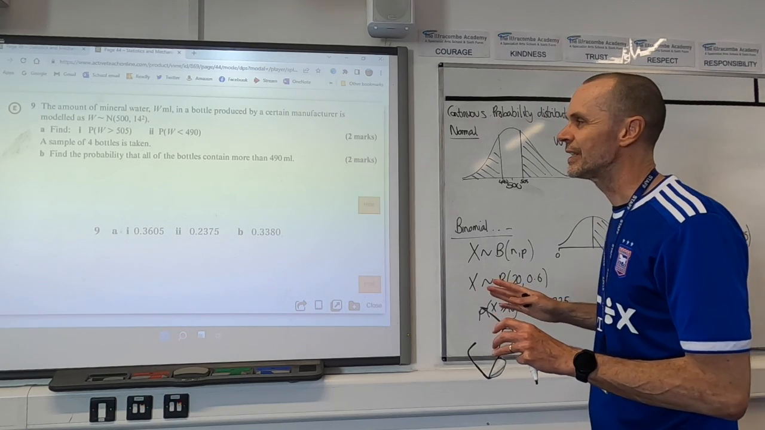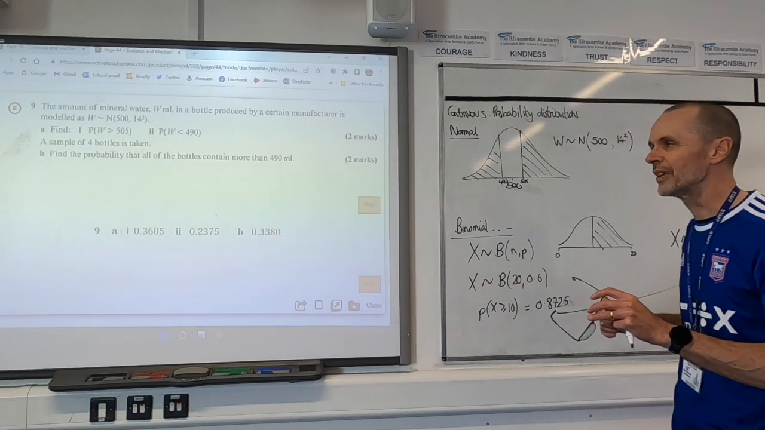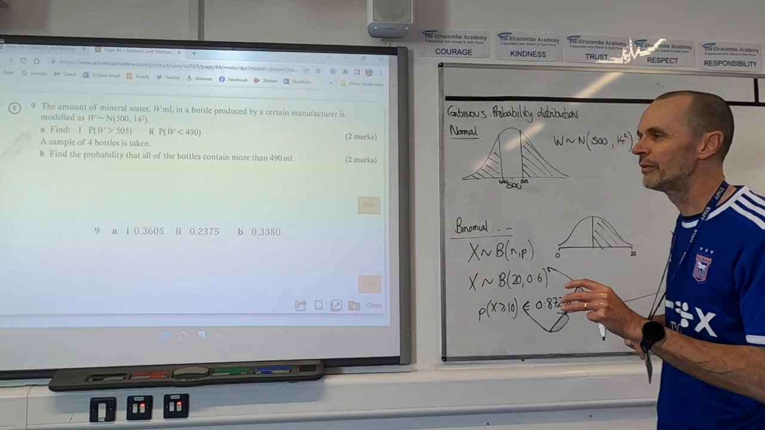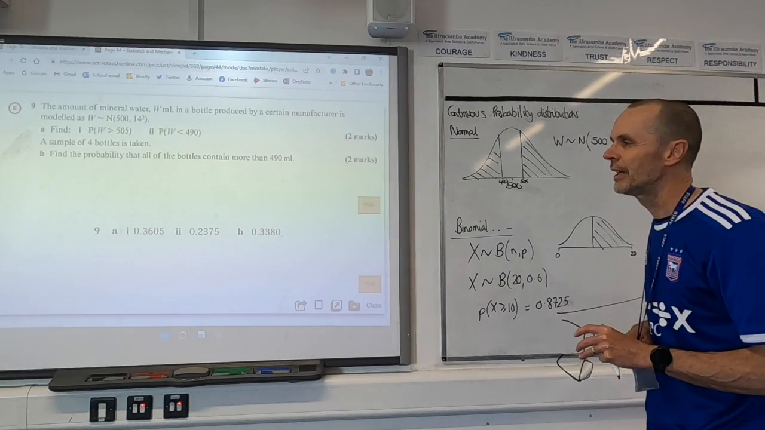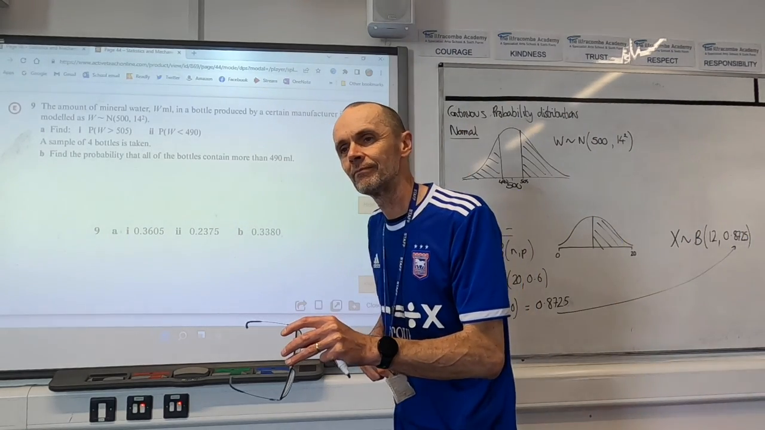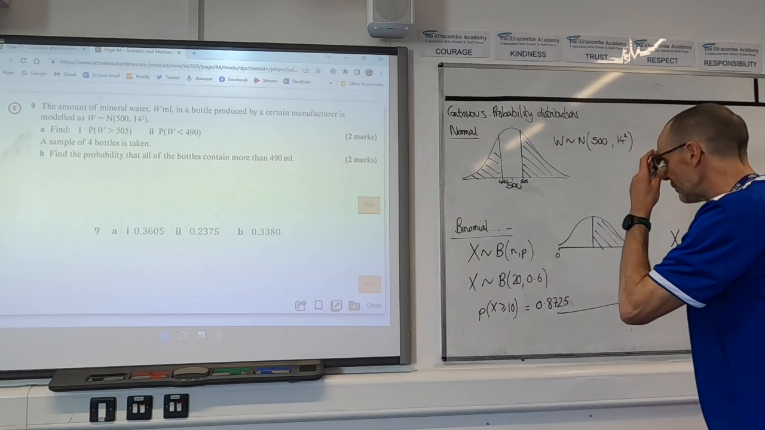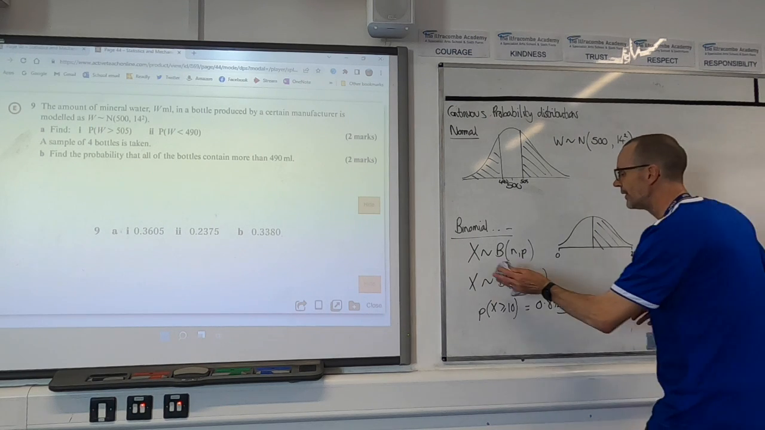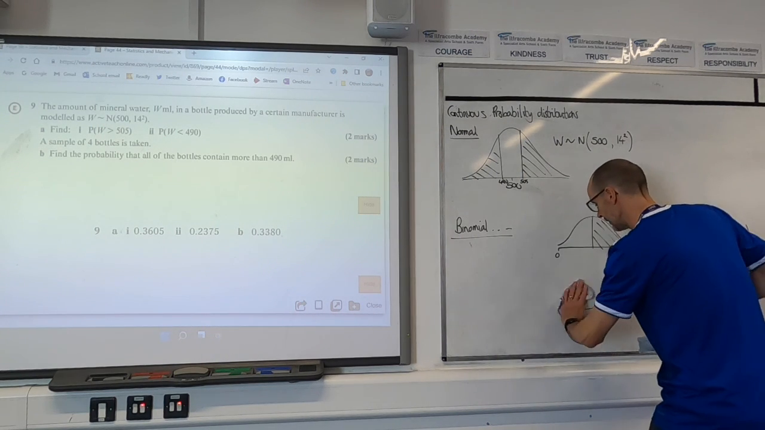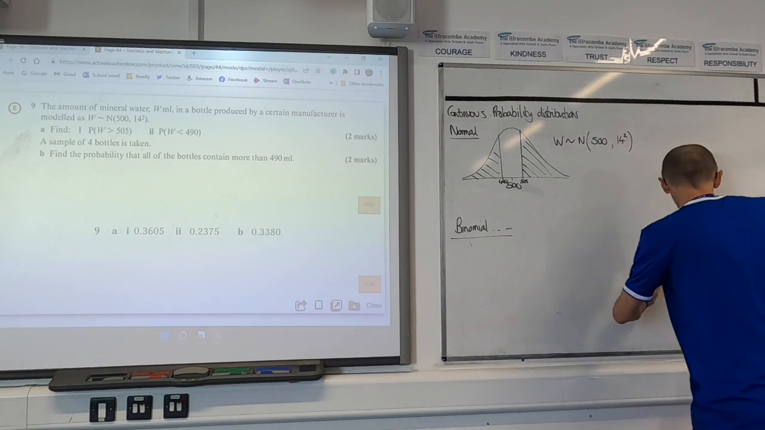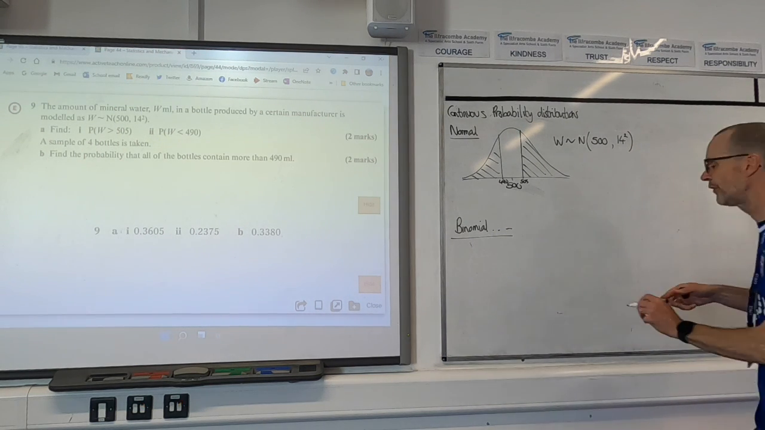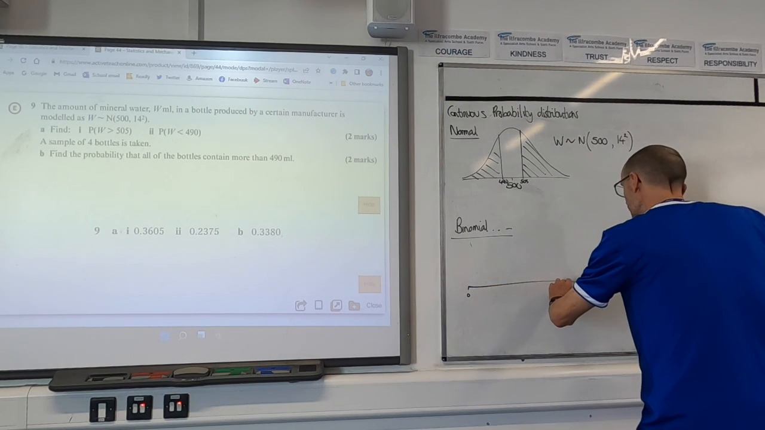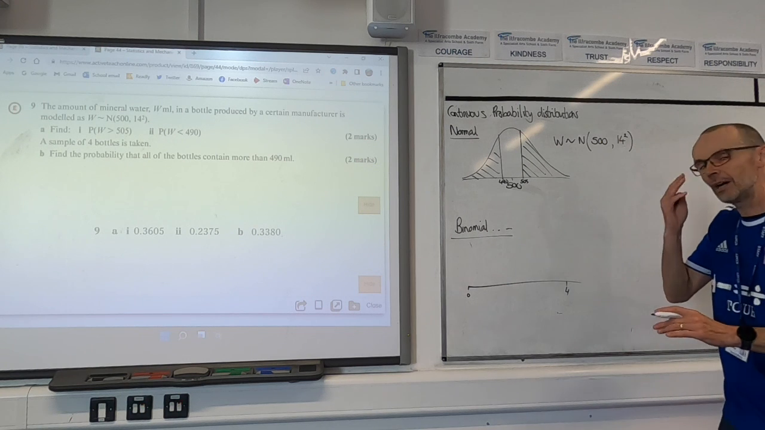Because what happens is we now do something 4 times. We take a sample of 4 bottles. So we're back to the binomial now. So we are now dealing with how many bottles have more than 490 millilitres. So it might be that we have none of them. It might be we have 1 of them, 2 of them, 3 of them, or all 4 of them. So we're back to a binomial scenario.